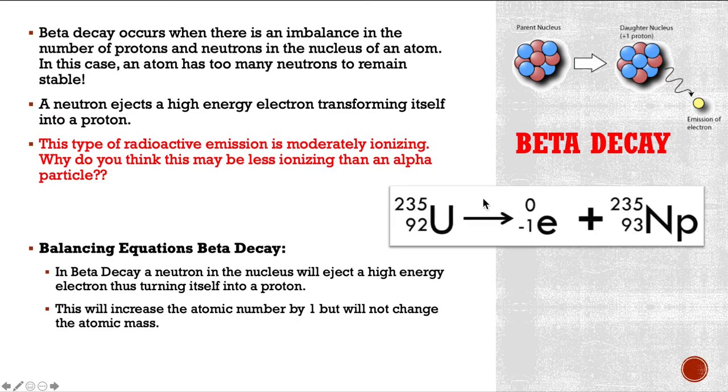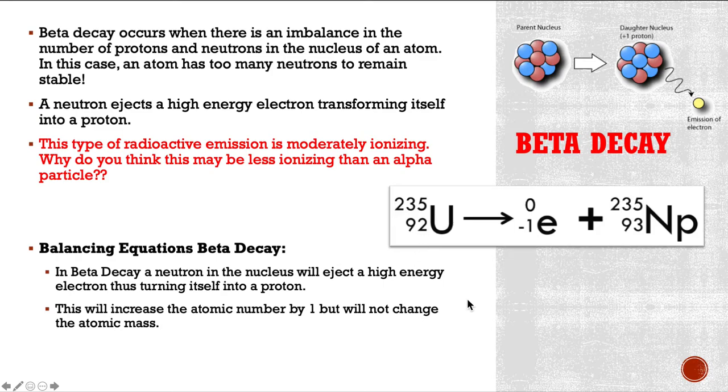And so if we look at this like a math equation again, we start out with uranium-235, and then at the end of it, we end up with a high energy electron and neptunium-235, which has 1 more proton. So if we added everything up on this side, this is a -1 because it's showing that it's changing the number of protons in the nucleus. If we add these together, 93 plus -1 is equal to 92.